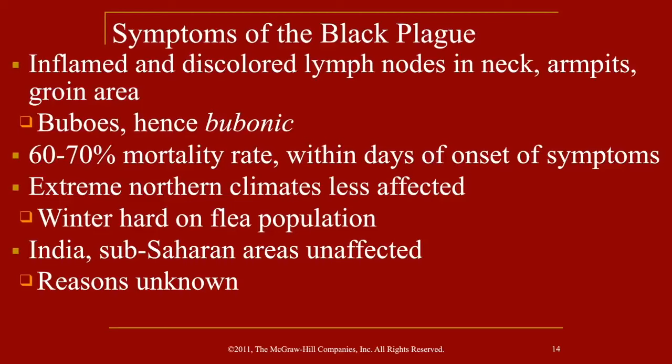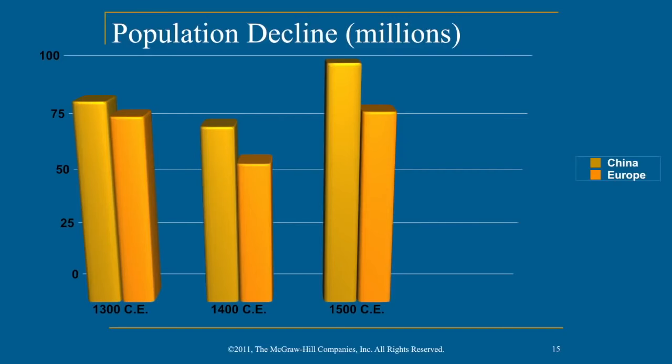a result of that. But in the winter areas of northern Europe, it's really hard for fleas to live out in the very cold environments without freezing to death or not having their populations grow. In India and sub-Saharan areas, they were unaffected. We're not sure. Don't know. Yeah. Population decline in millions.